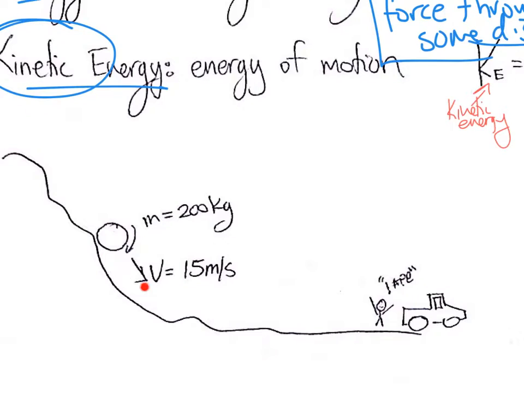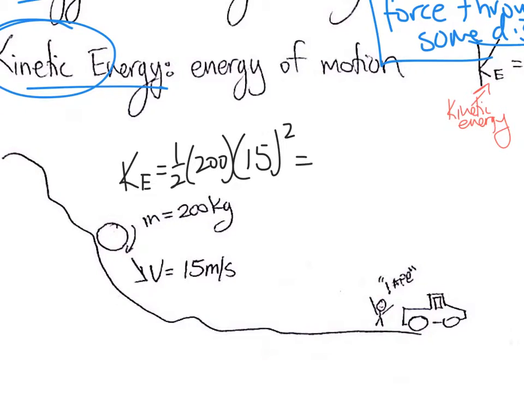So here we have a big boulder that's rolling towards this poor human that's saying something weird. But if we were finding the kinetic energy of the big boulder, it's 200 kilograms, so we'd say 1/2 times mass times velocity squared, so 15 squared, 225, with 2 zeros, so something like that in terms of joules. Okay, kinetic energy, energy of motion.